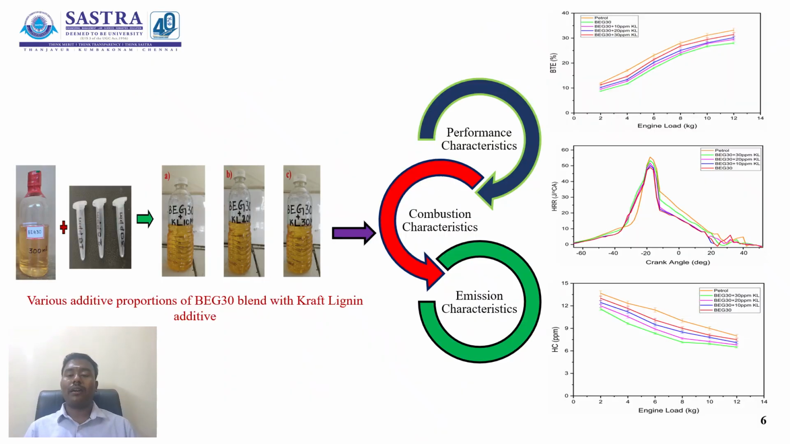With the prediction and experimentation results, we moved on to preparing the kraft lignin additive with various proportions like KL10, KL20, and KL30 ppm, adding to the optimized BEG30 blend, and analysis of SI engine parameters with performance, combustion, emission. It also shows that BEG30 plus KL30 ppm shows increase in combustion characteristics and performance characteristics and decrease in emission characteristics while comparing with other BEG blends. This also shows that the kraft lignin increases the combustion inside the combustion chamber, thereby it decreases the emission as per BS6.